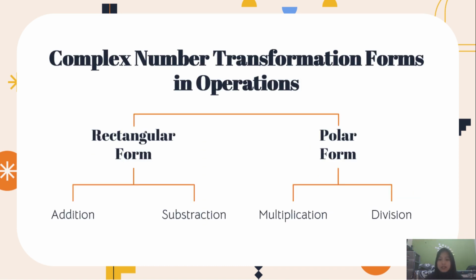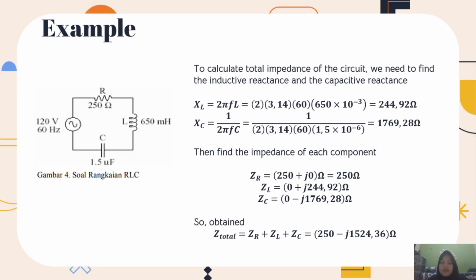Then, the complex number transformation form in operation: we see in the picture that for the operations of addition and subtraction we use rectangular form, and for the operations of multiplication and division we use polar form. And then for the next slide, we have the example, and there's the picture.